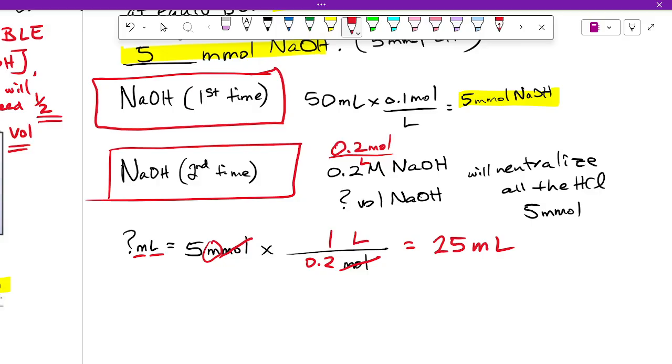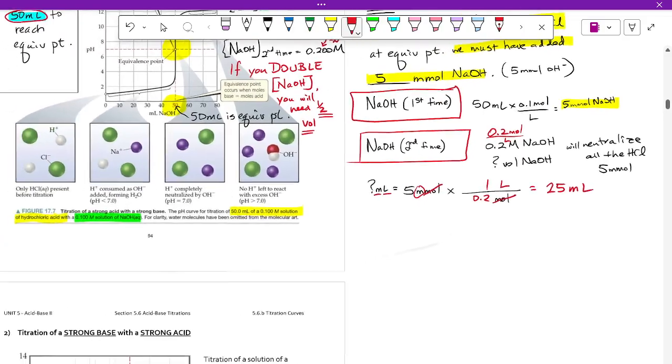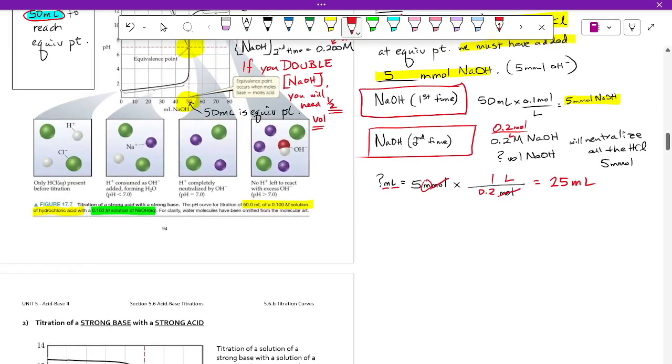Now, did you need to go through all of that to get that answer? No, because you can say, I doubled my concentration, therefore I have twice as many moles in a liter, therefore I need half the volume to get the same number of moles. Okay? You can just intuitively do that. You don't need to do all the math to get there. Okay? All right.